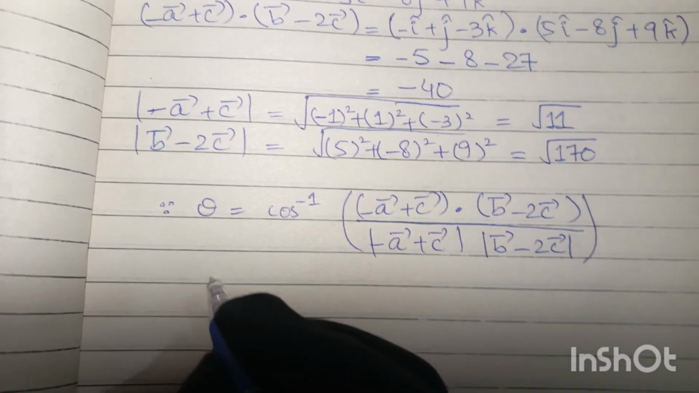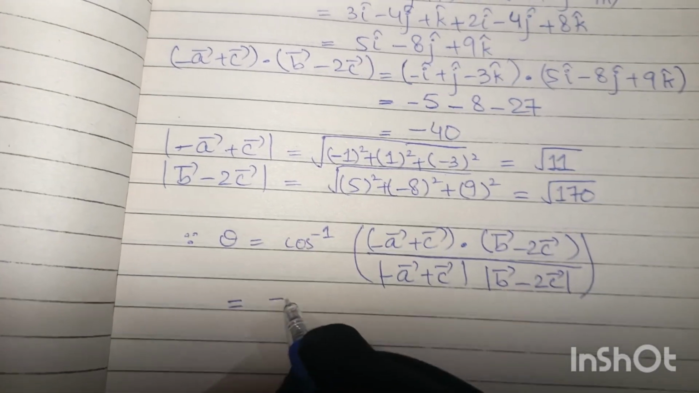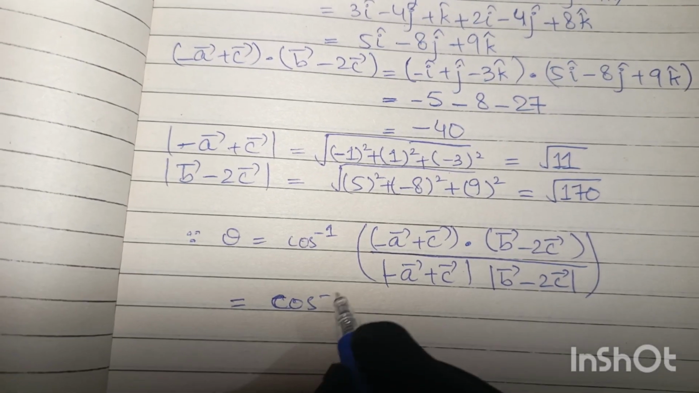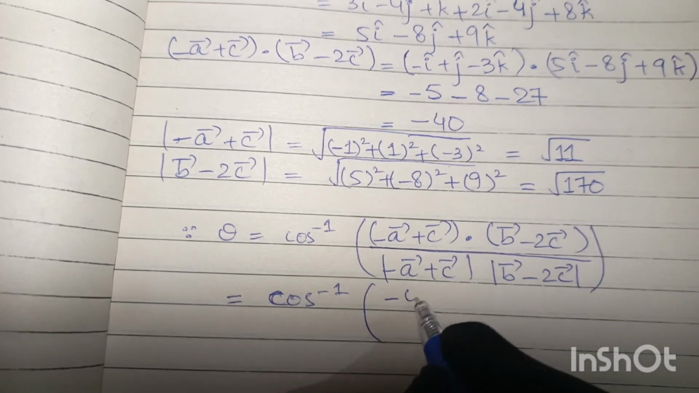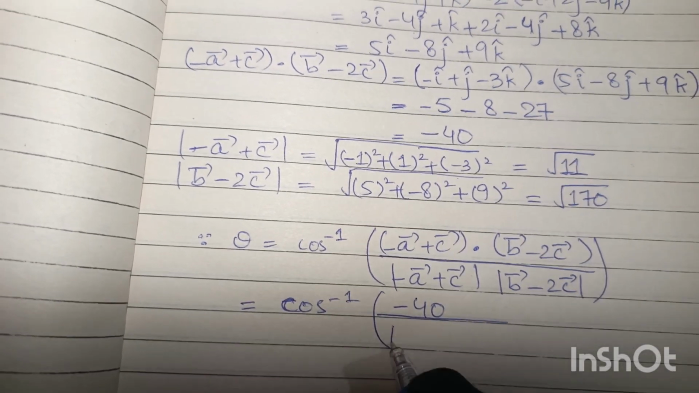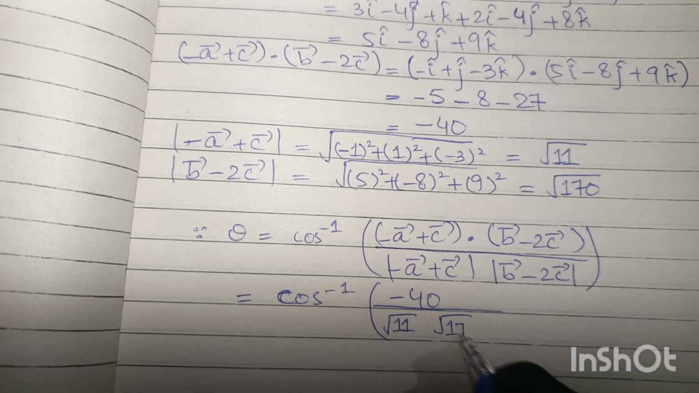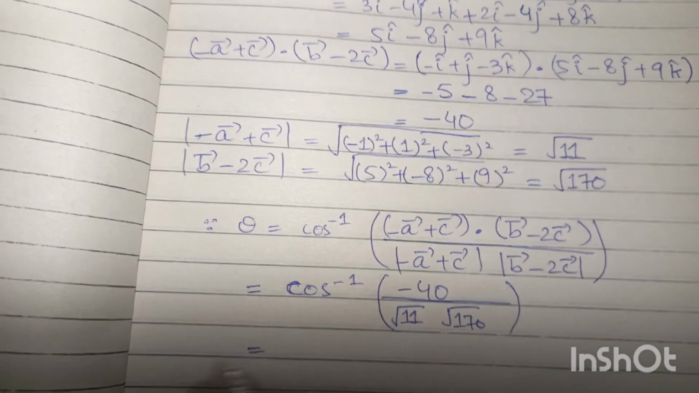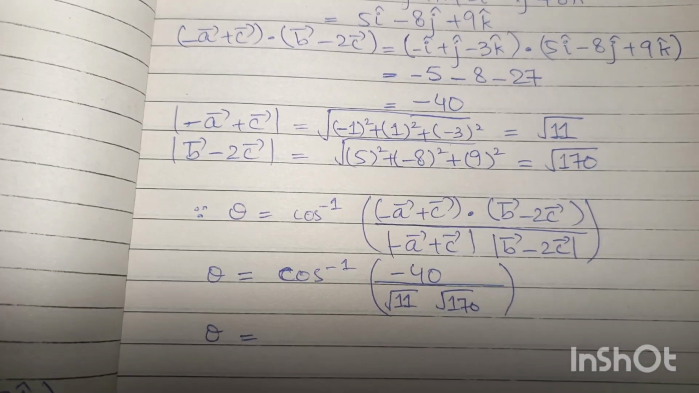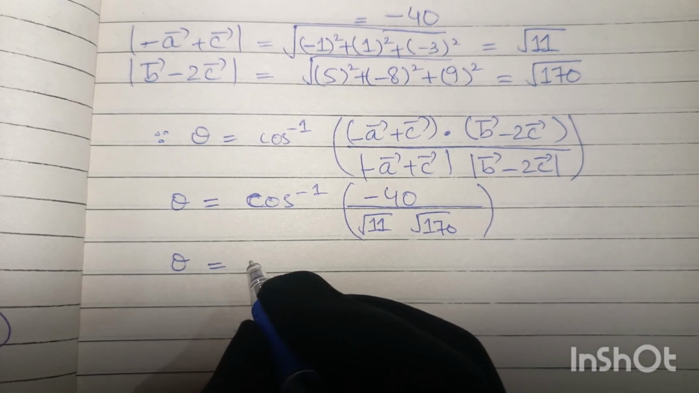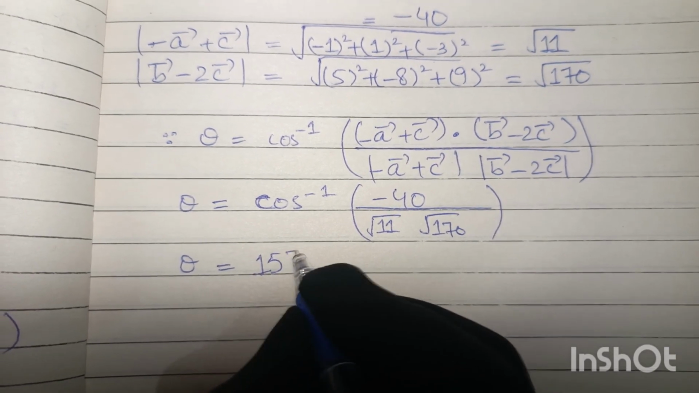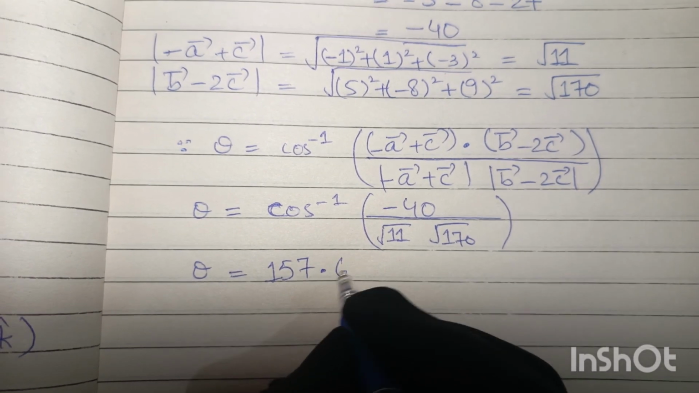Now we put values. So the answer of the dot product is minus 40, over square root 11 and square root 170. So by using a calculator we get the answer, which is 157.67 degrees.